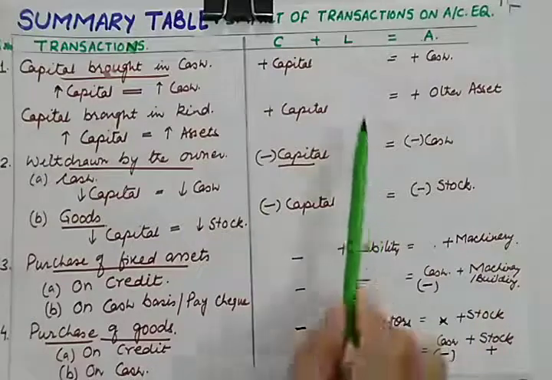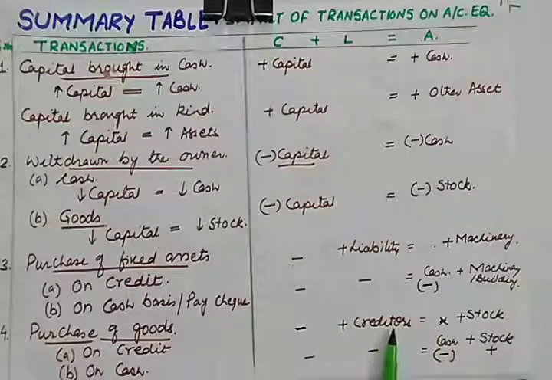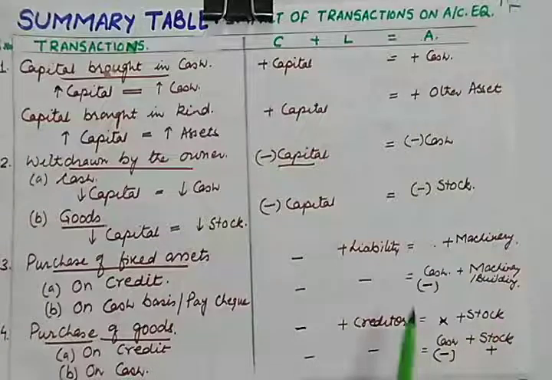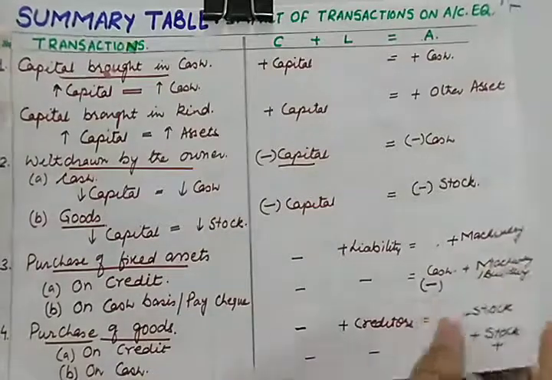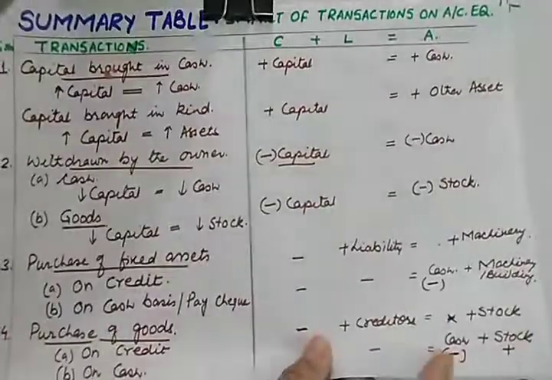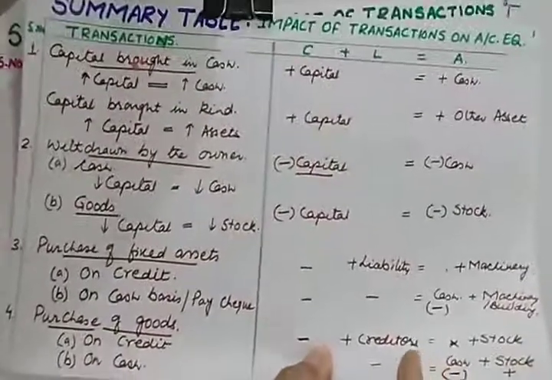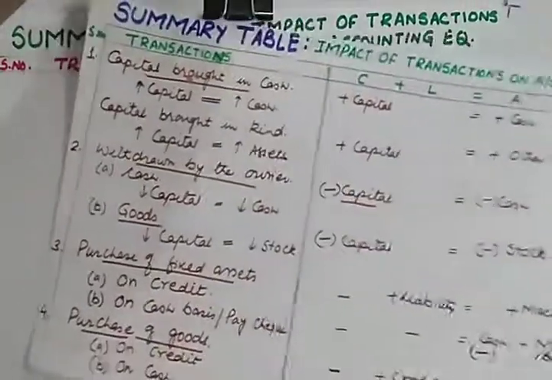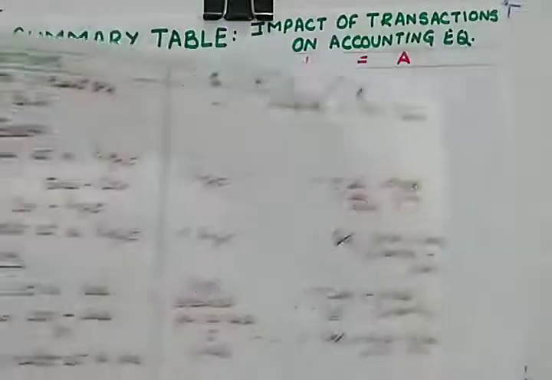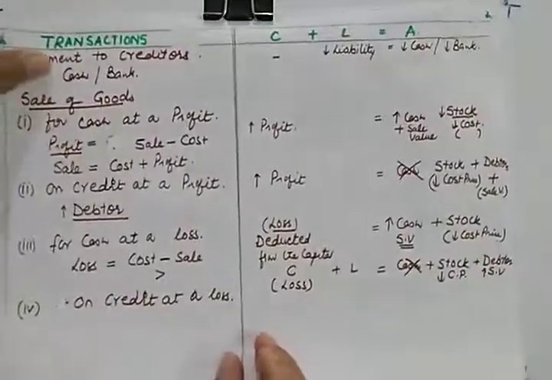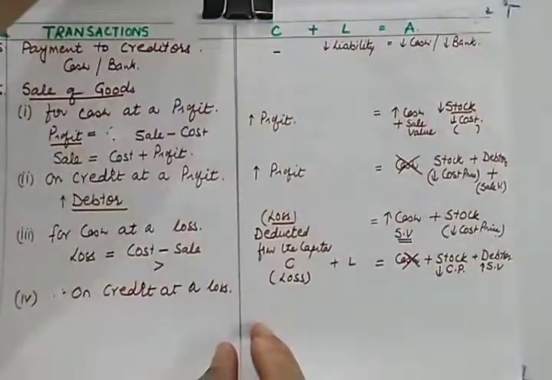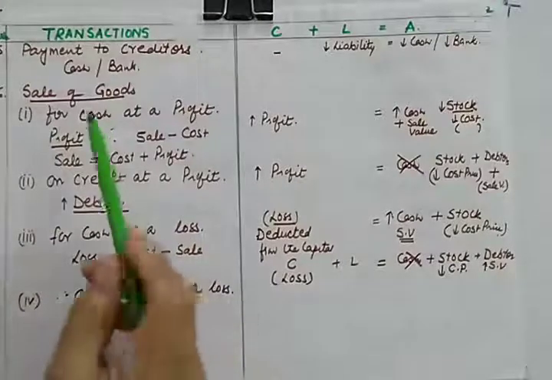Purchase of goods on cash or credit, so on credit, if you are buying your goods on credit, it will increase your liability, creditors will increase and stock will increase. And if you are buying on cash, cash will decrease because you are paying in cash and stock will increase. So we have already done each and every transaction in the previous lecture with the help of numerical example. I am just revising all these things which we did in the earlier lecture.